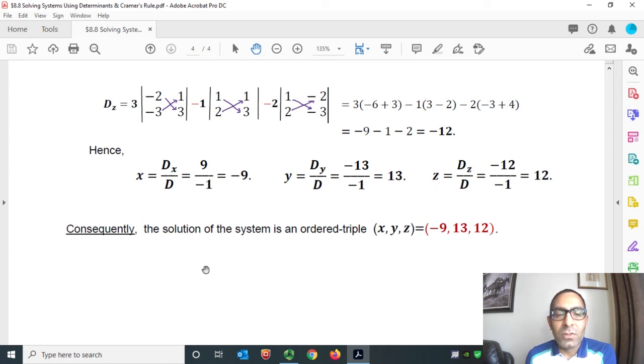Hence, the solution of the given system is the ordered triple x, y, z equals the ordered triple -9, 13, 12. So we solved these 3 by 3 systems using Cramer's rule. So we finish this section as well as chapter 8.